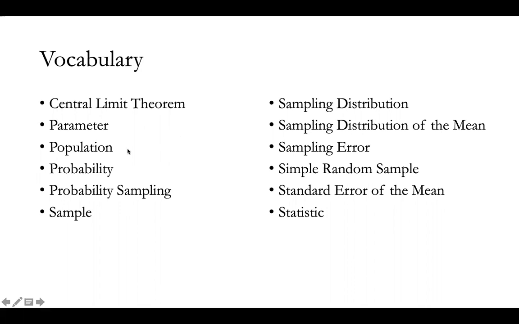Revisiting our vocabulary, we started with population and sample, the difference between those two concepts, where parameter corresponds to the population and a statistic corresponds to the sample. Calculate parameters for a population, statistics from a sample. We also introduced ideas around probability and the sampling distribution. And we ended with the standard error of the mean and the central limit theorem.